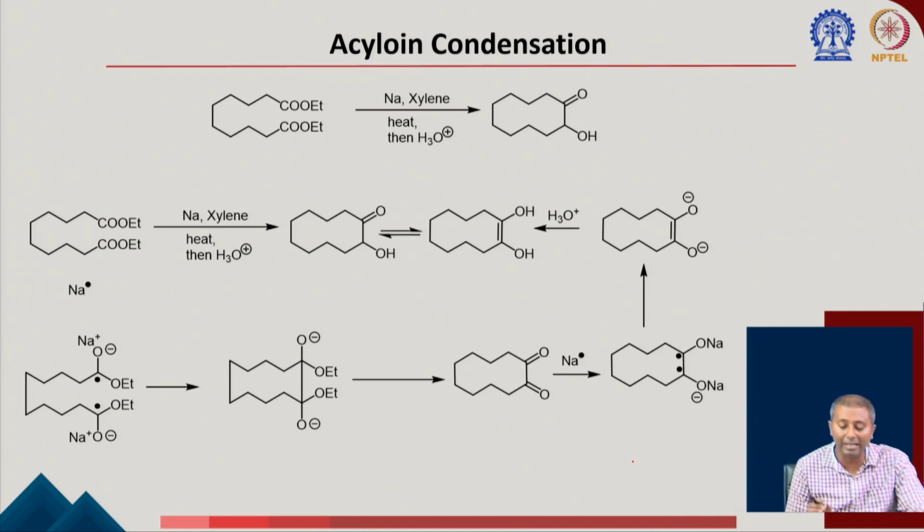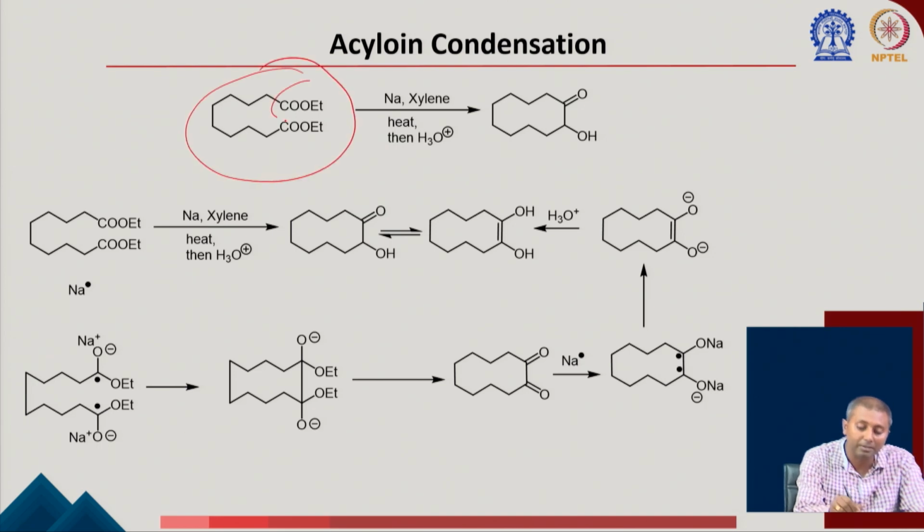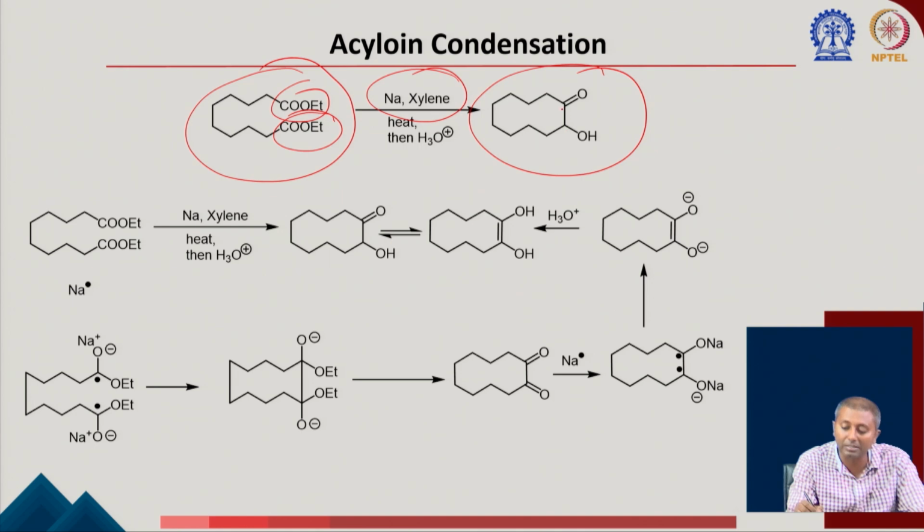Again, here is an example. Mostly you will see these reactions used for the formation of rings. You have 2 esters here, participating in the acyloin condensation with sodium in xylene, forming this compound here, which, as you can see, is again an alpha hydroxy carbonyl compound. You are forming it at the end. Again, if you see the mechanism, it is a very similar mechanism.